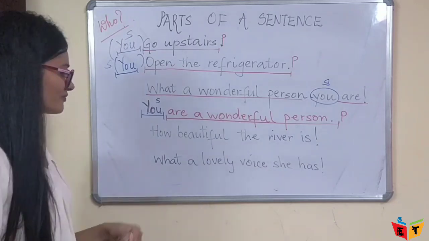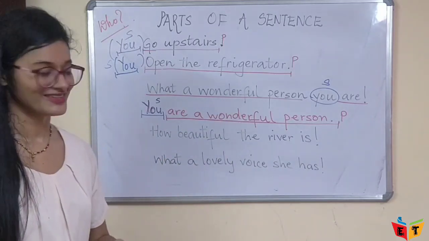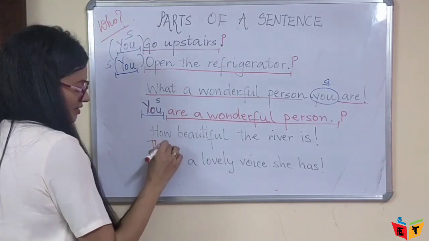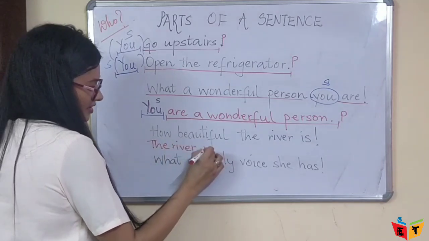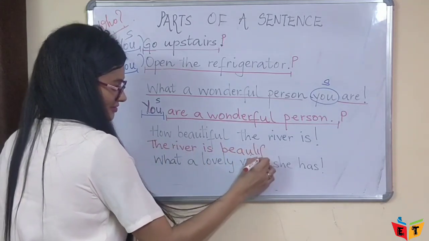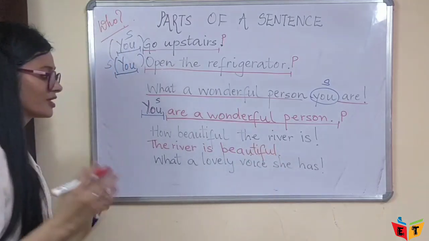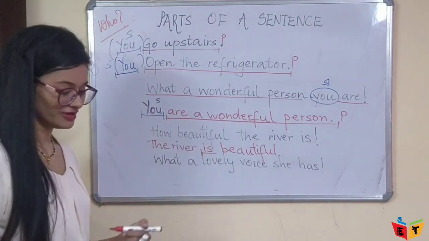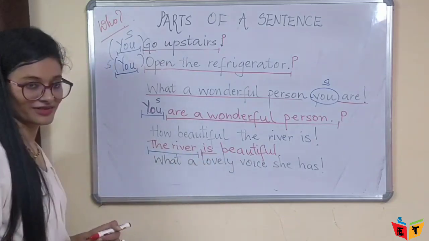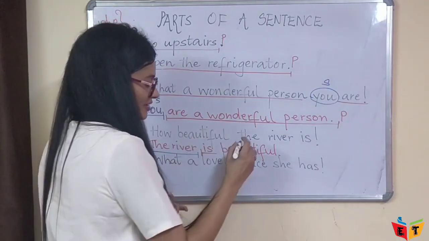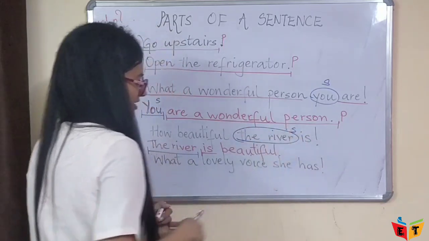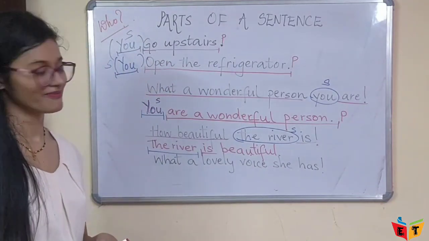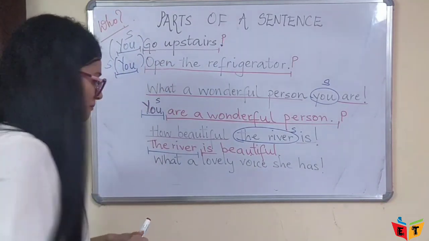Now let's see another example. How beautiful the river is. Okay. Now let's change this to declarative. It will be, the river is beautiful. Okay. Now what's the verb here? Is. Who is beautiful? The river. So the river is your subject, and then the rest part of the sentence is your predicate. Easy, right? Let's try another one.